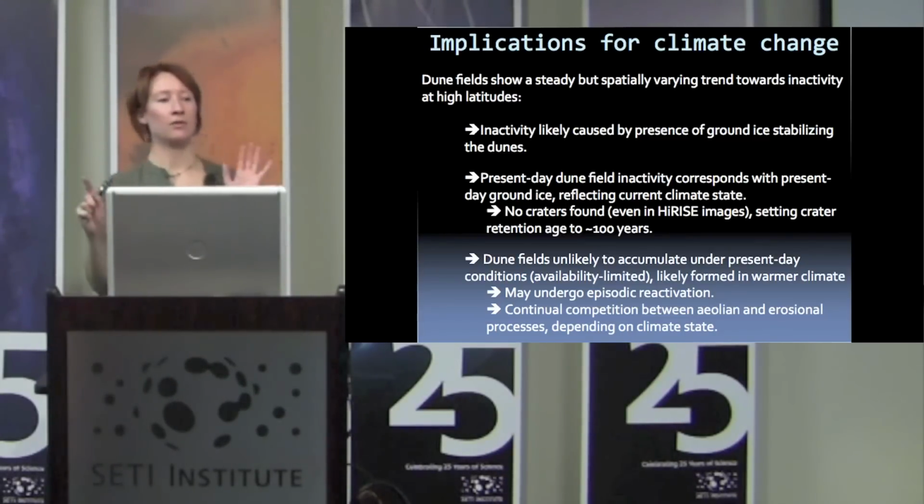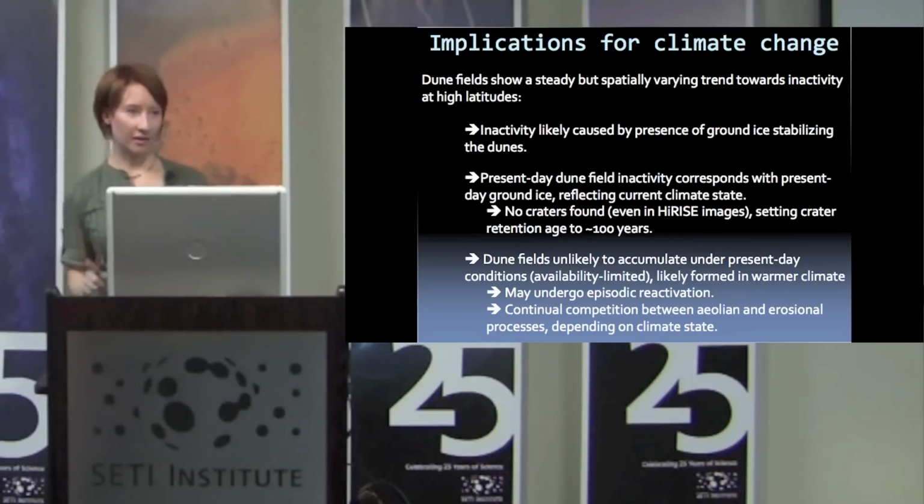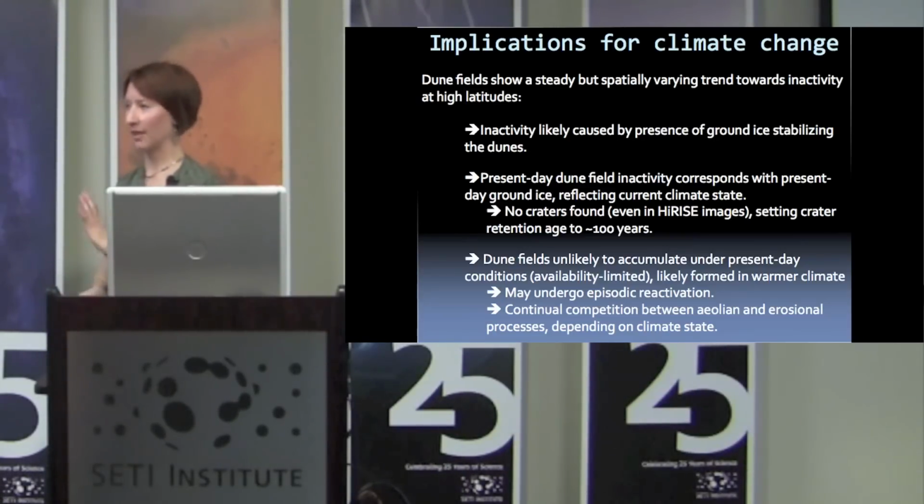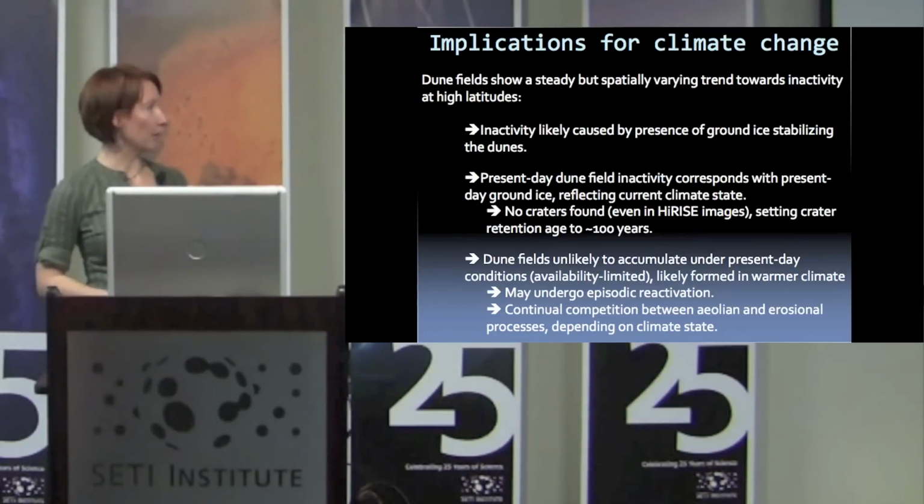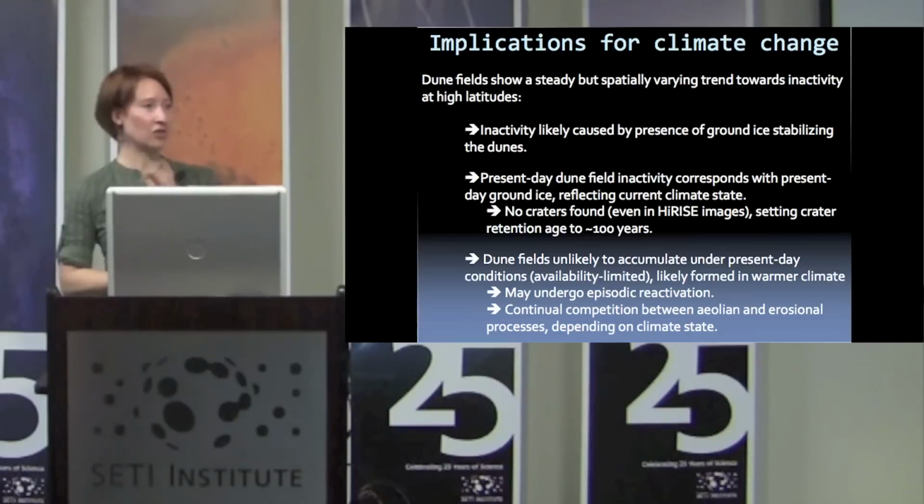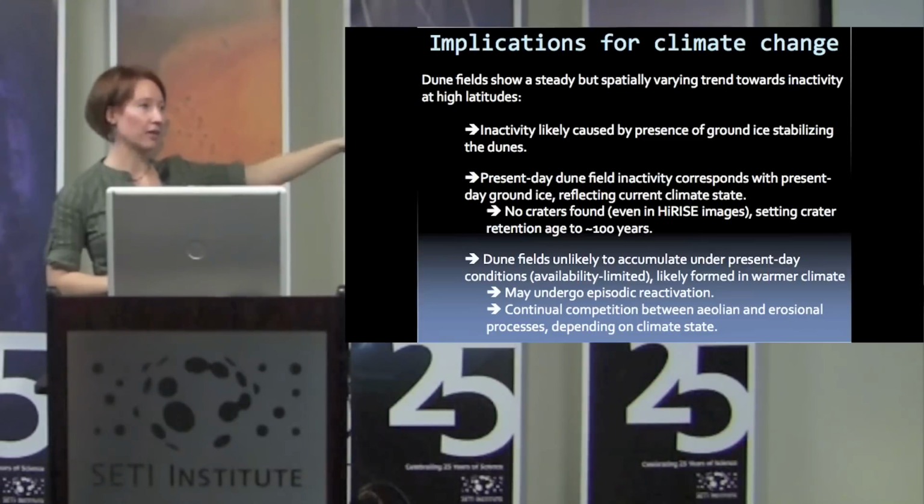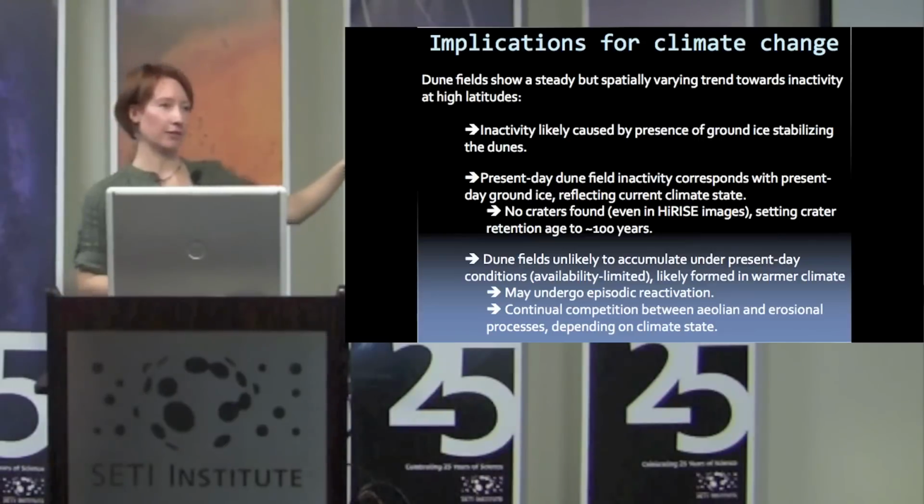Now, that doesn't mean that the dunes were built 100 years ago. That's very unlikely. They're very large. They probably took thousands of years to build up. But something is changing the surface on a time scale of about 100 years, which is odd because they look inactive. They look like nothing's going on. So whatever's happening to the surface of those dunes, it isn't aeolian processes. It's some other kind of erosional processes that wipes out any craters that we see.